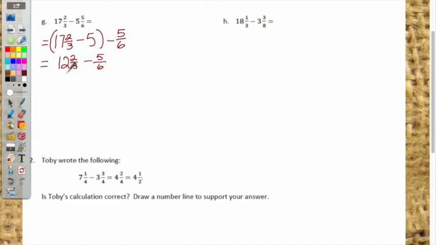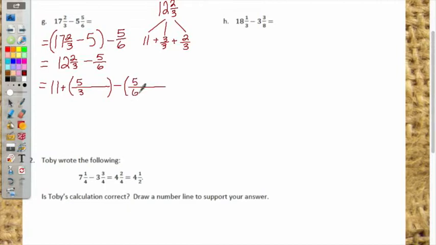And that's just not going to work out. So we'll decompose 12 2/3. Okay, so if I borrow 1 from the 12, it becomes what? 11. Okay. The one I borrowed is going to become a fraction. Good. Plus 2/3. What's 3 plus 2? 5. Okay, so I have 11 plus 5/3 minus 5/6.